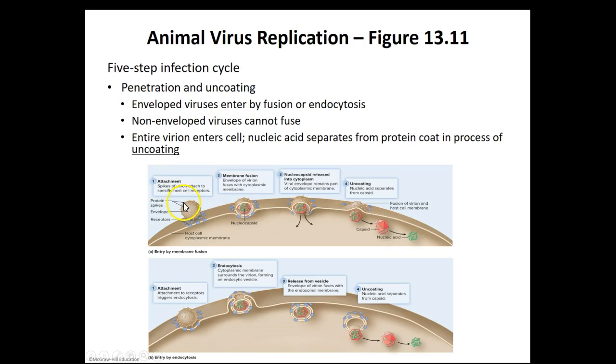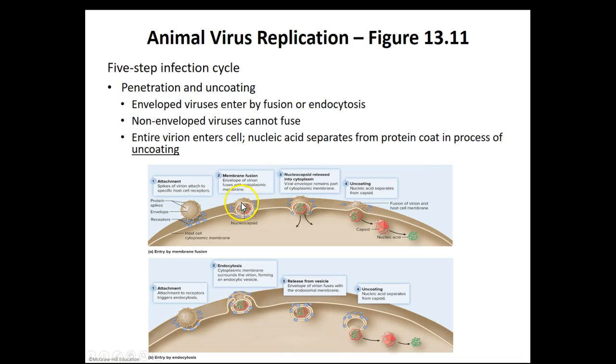You can see initially here we have the process of attachment. The spikes located on the viral envelope are going to be used, and they'll bind to glycoproteins on the surface of the host cell. We talked about this in the previous video dealing with attachment or absorption. Once that virus is attached to the host cell, fusion can begin.